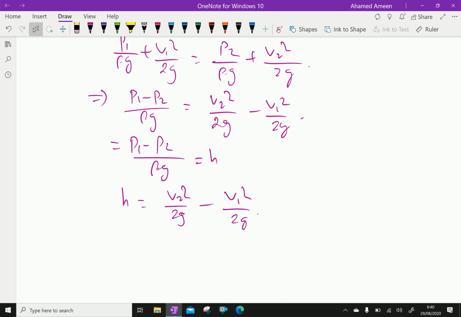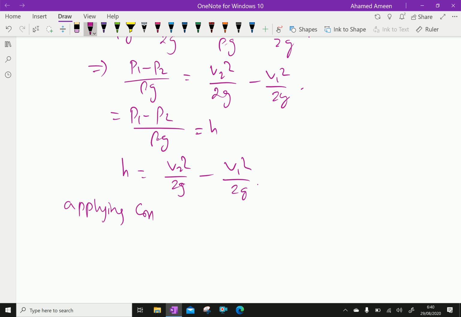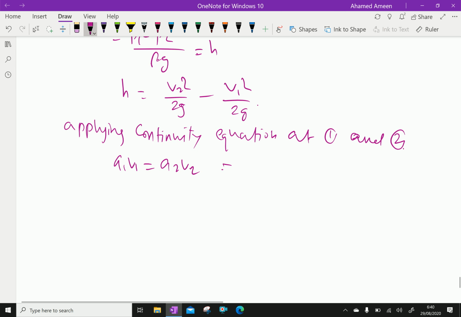By applying the continuity equation at section 1 and throat 2, A1 V1, cross-sectional area multiplied by velocity, equals A2 V2 at the throat. Now from this, V1 equals A2 V2 by A1.